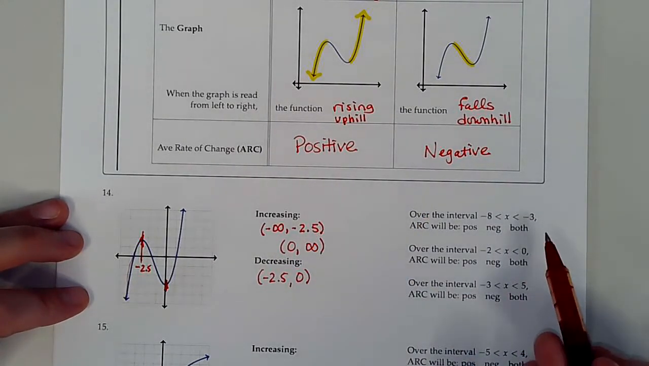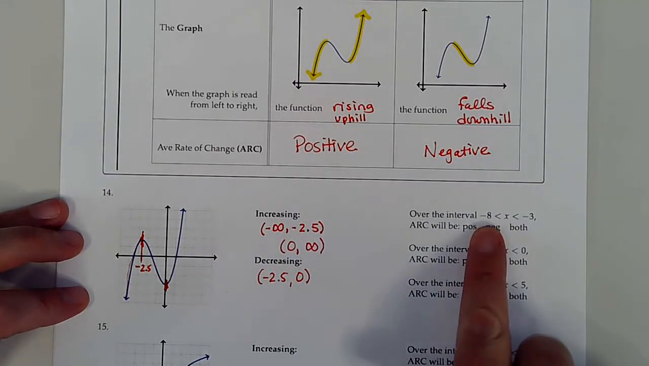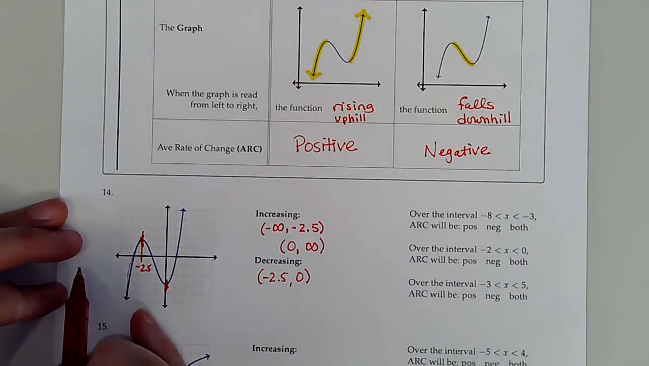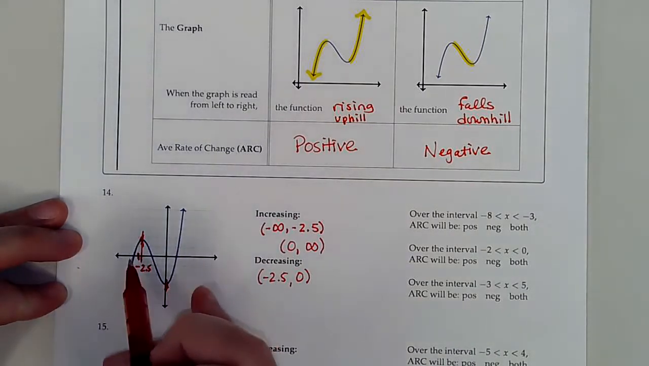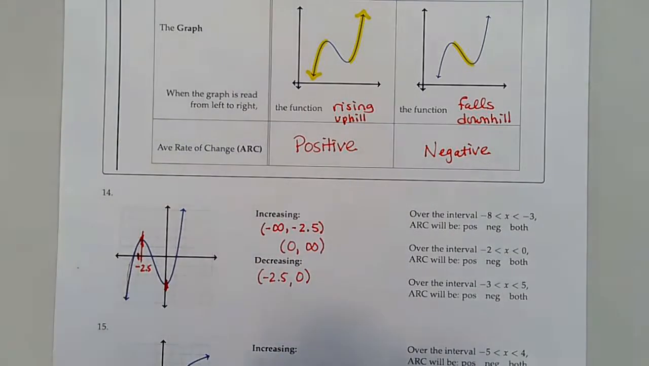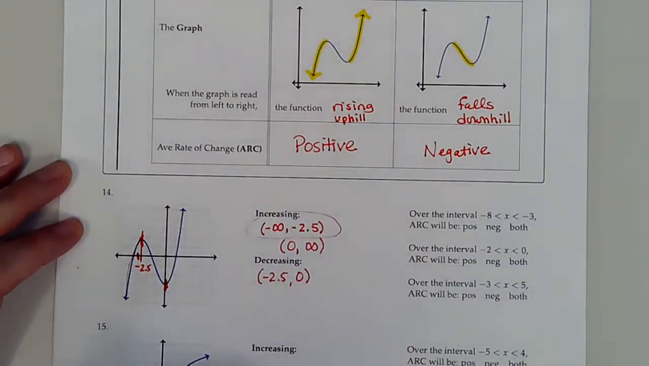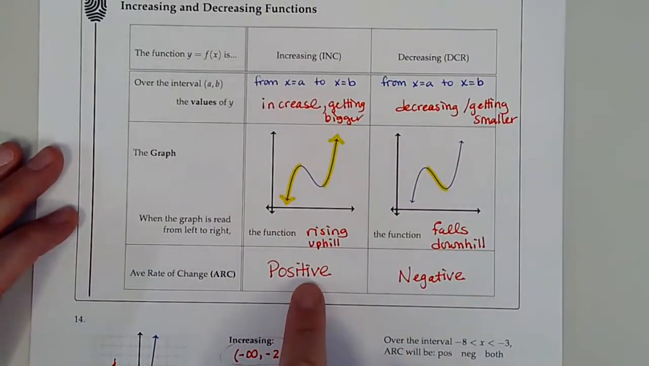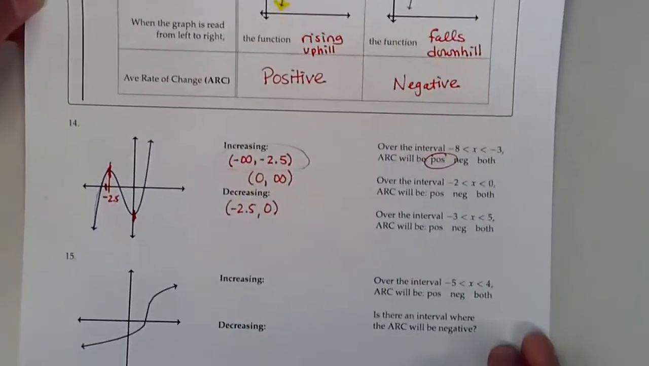Now let's look at how that relates to the average rate of change. On the interval from negative 8 to negative 3, so that would be somewhere over here, all the way up to about here, is that average rate of change going to be positive or negative? We know that on that interval, our function is increasing. And if it's increasing, our average rate of change will be positive. So we'll circle positive.